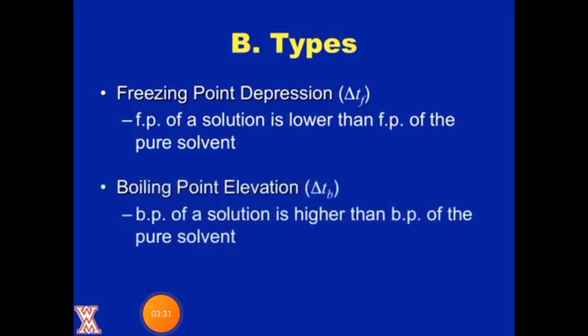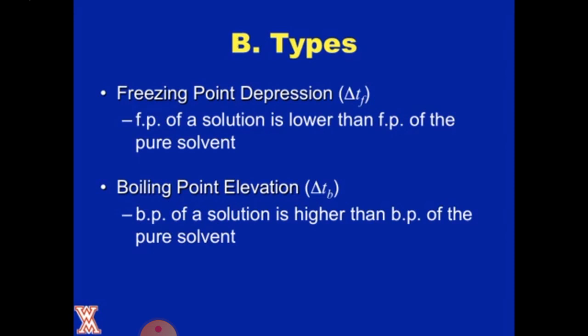Boiling point elevation is when you add some substance to another substance, and that boiling point is higher than the actual boiling point. For example, water. If you add salt to water, it actually will boil at a higher temperature than 212 degrees Fahrenheit or 100 degrees Celsius.